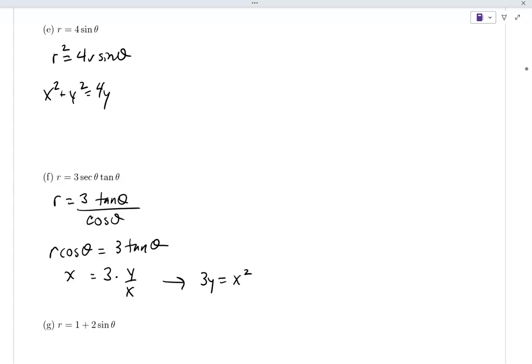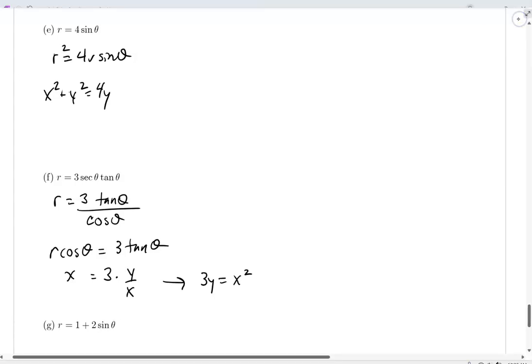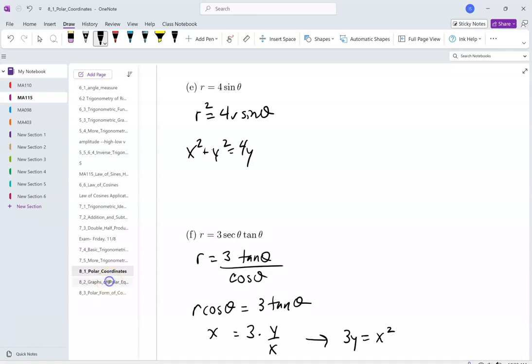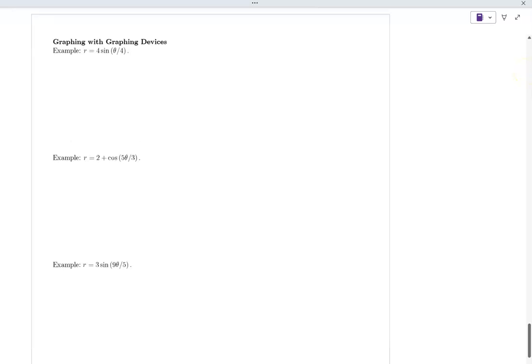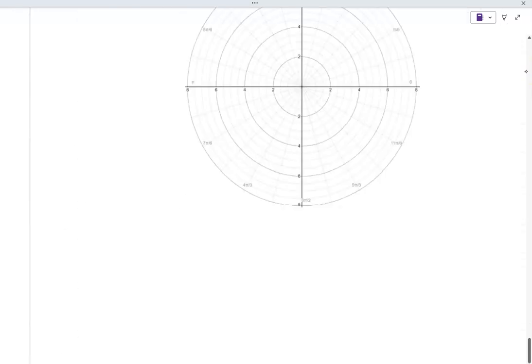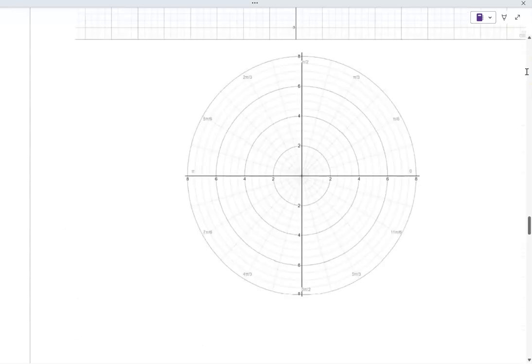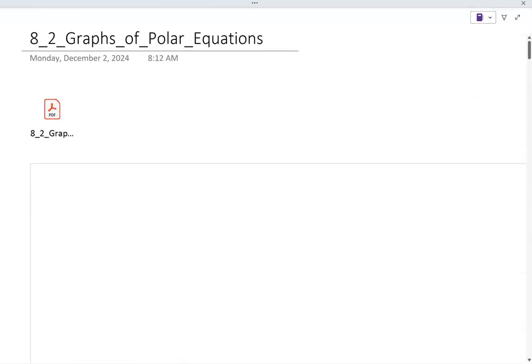So let's chat a little bit about getting some graphs. We've already talked about a couple of these beginning ones even just a minute ago, but let's go through those before we get into some more complicated examples, as well as playing around with how to graph these things on your calculator, or if you're using Desmos online.